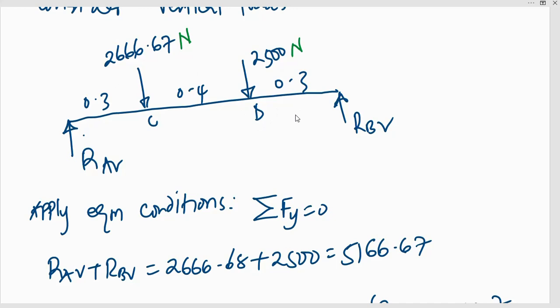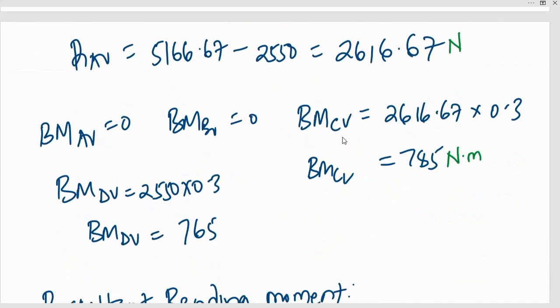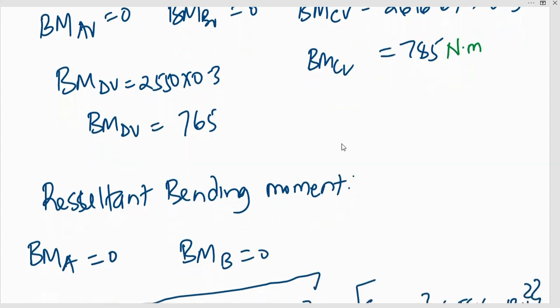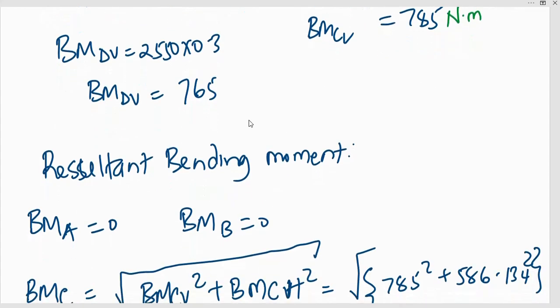But since I also know it is the same as this as a result of this force, then I will have 0.3 times RBV for simplicity, because the other one involves a lot of addition and multiplication. So I will have bending moment at D due to the vertical loads as 2550 times 0.3, giving me 765 Newton meter.